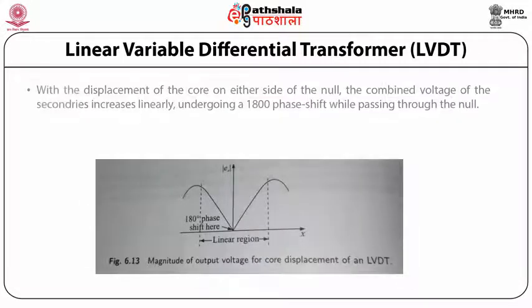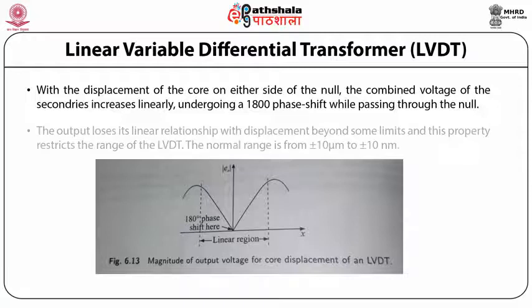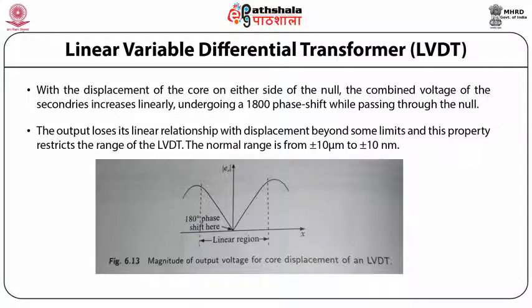So students, with the displacement of the core on either side of the null, the combined voltage of the secondaries increases linearly, undergoing a 180-degree phase shift while passing through the null. The output loses its linear relationship with the displacement beyond certain limits, and this property restricts the range of the LVDT. And normally the range is from plus minus 10 micron to plus minus 10 nanometer.